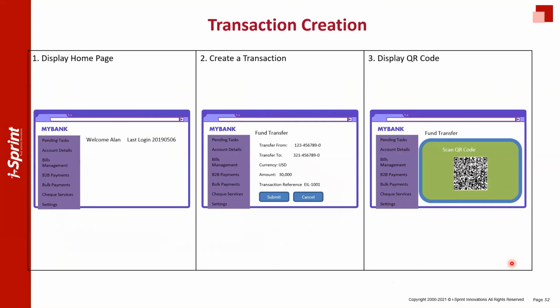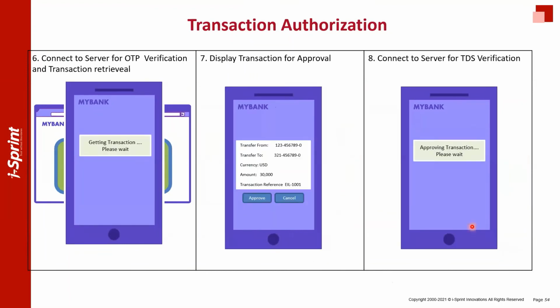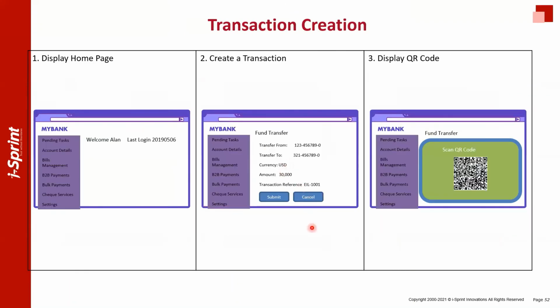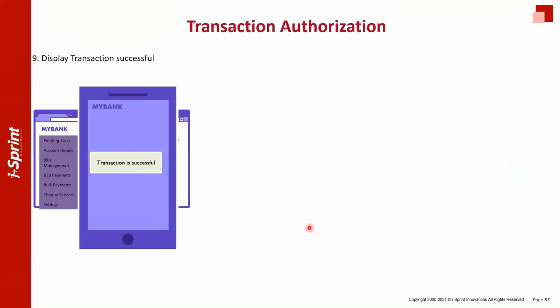Same thing, the user accesses the transaction page and creates a transaction. Once submitted, the QR code will be displayed for the user to scan using the mobile phone. And then the user will be prompted to enter the PIN or device biometrics. Then it will display the transaction specific to what the user has created, like the previous transaction. So the details are the same. Once the user approves, the transaction is successful.